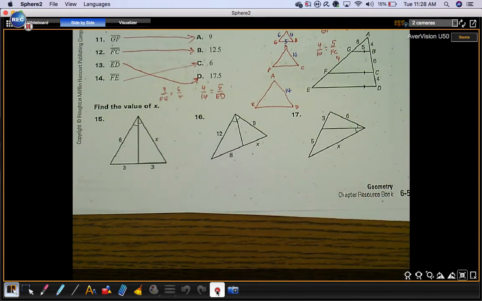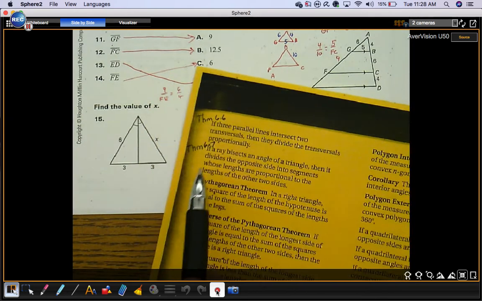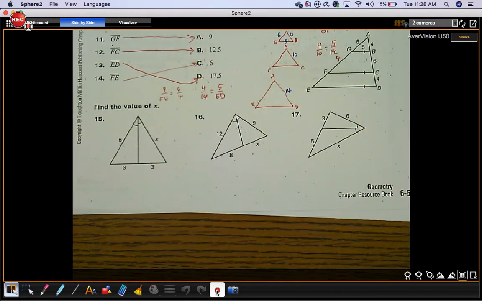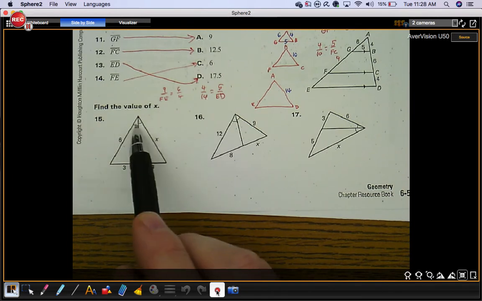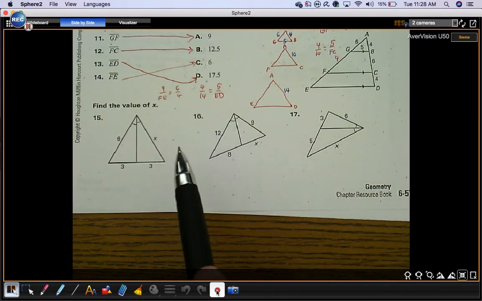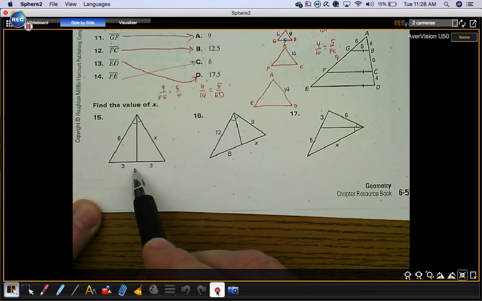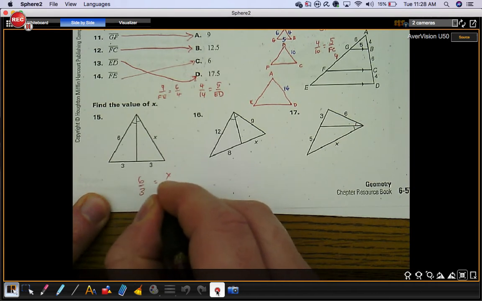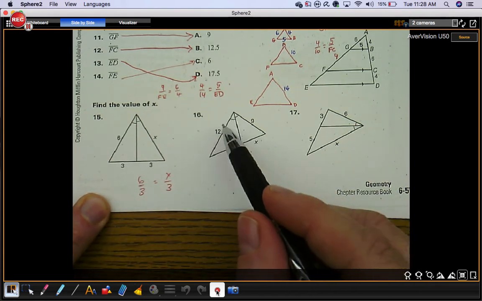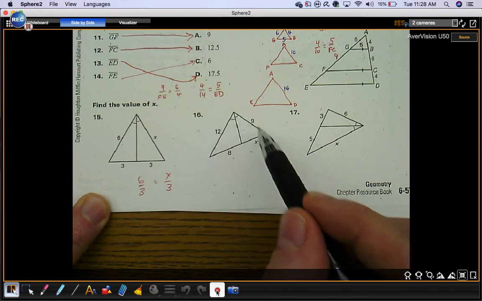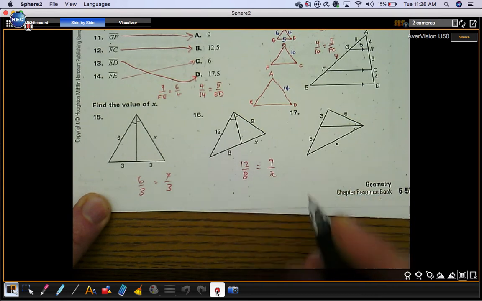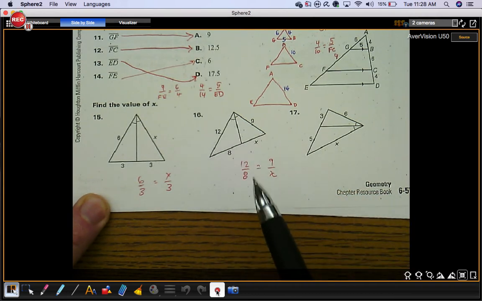Okay, number 15. That's theorem 6.7. You have a ray bisecting an angle of a triangle. When that happens, here's a ray or a segment bisecting an angle of a triangle in all three of those. What happens is this to this equals this to this. So 6 to 3 equals something to 3. This to this equals this to this. 12 to 8 equals 9 to x. Remember, that's the same thing as A to B equals C to D.